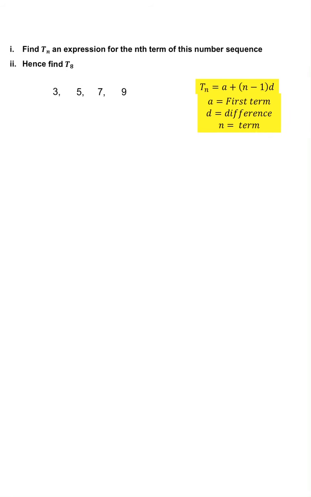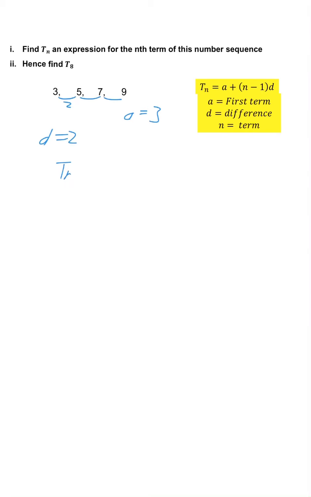In this question we have 3, 5, 7 and 9. We can see from looking at that it's going up in twos, so the difference is going to be 2. The first term, A, we can see is 3. So that means we have enough now to put into the formula.